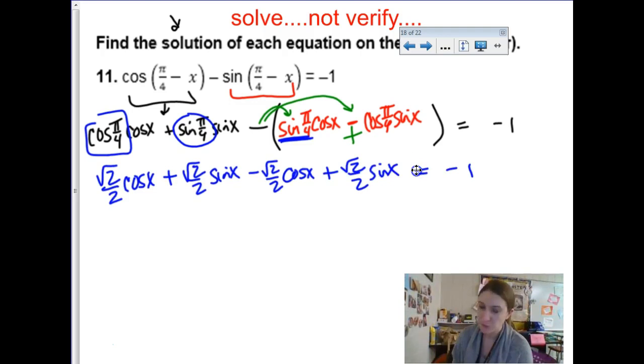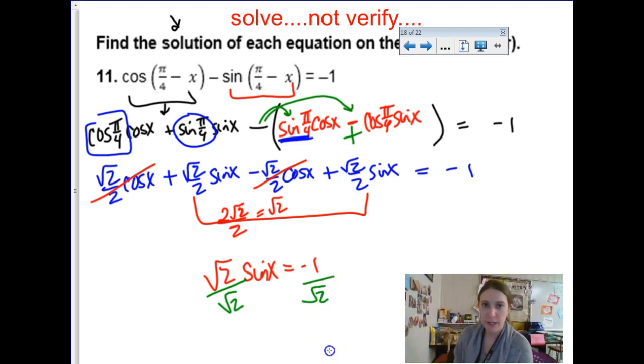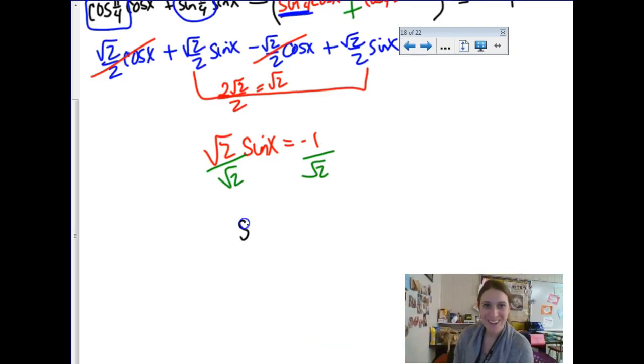Let's check it out. Alright, so right here, boom, these guys are gone, and then we add 2 of these together. These are like terms, so you have 2 square roots of 2 over 2. I think you just have square root of 2. So we have square root of 2 times sine x equals negative 1. And then trying to solve this baby. There's probably an easier way to get through this work, but here I am, solving away. So you have sine of x equals, if I rationalize this, negative square root of 2 over 2.